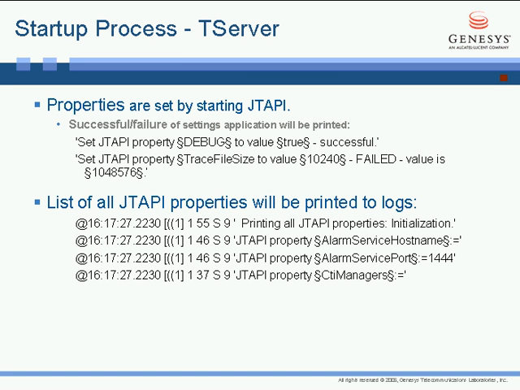The next section of the logs will list all the properties for JTAPI. In order to find this section when troubleshooting, simply searching for the string "printing all JTAPI properties" should locate it in the logs for you.